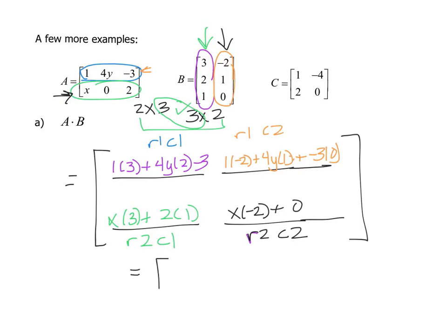Our final answer here is going to be, let's see, we have 3 plus 8y minus 3, that's going to be 8y. This element here is going to be negative 2 plus 4y. This element here is going to be 3x plus 2. And then this element here is just negative 2x.